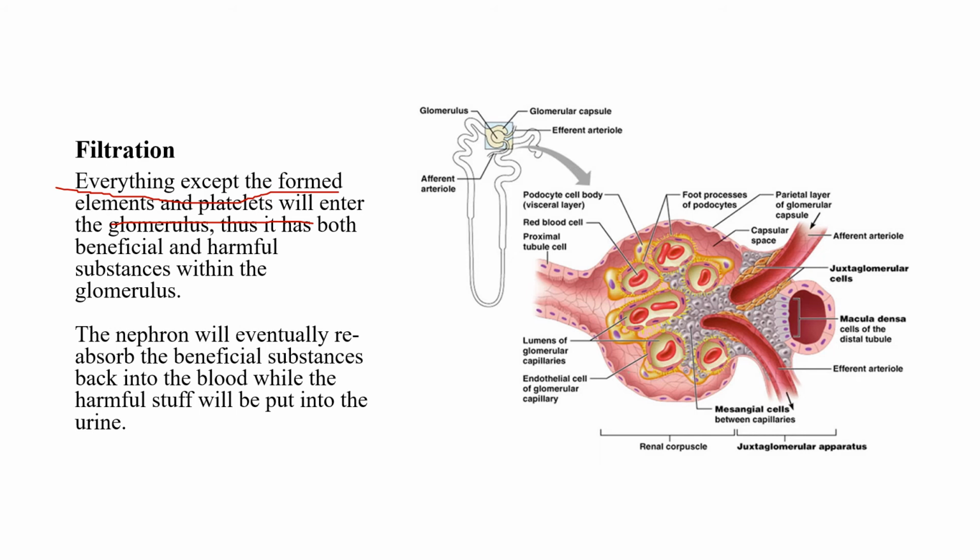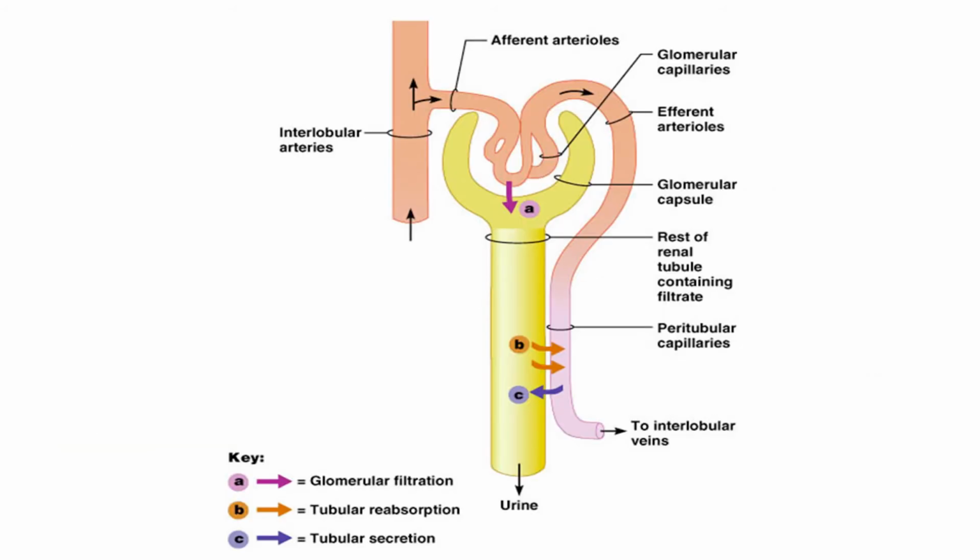And then this filtration that's coming through has the plasma with its good and bad stuff, and you want to maintain the good stuff. You don't want to lose the good stuff. So it's an elaborate system of allowing good stuff to stay in and the bad stuff to go. So as the filtration is coming down, you have good and harmful substances within the glomerulus. The nephron will eventually reabsorb the beneficial substances back into the blood while the harmful stuff is being put in the urine. I think I repeated myself 100 times on that.